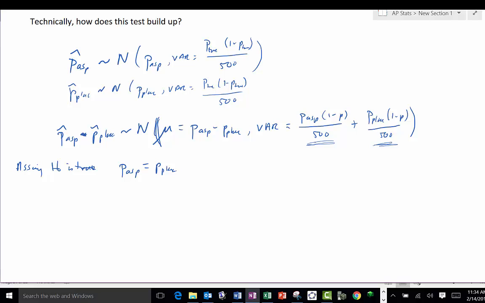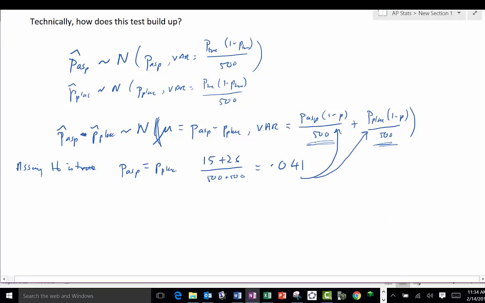Assuming that they are the same, we should therefore combine the data and say that of the 1,000 volunteers who did this study, 41 of them did later contract colon cancer. So it's the 15 plus the 26 over obviously the 500 plus the 500, and this gives us an observed proportion of 0.041, and we should put this as the best estimate for both of these.